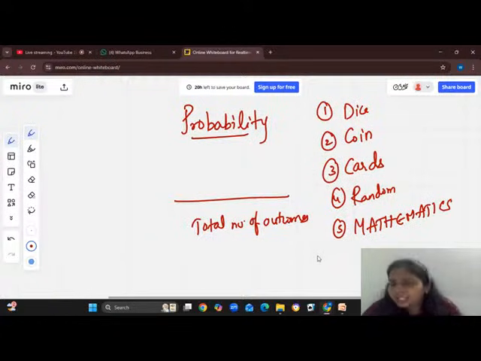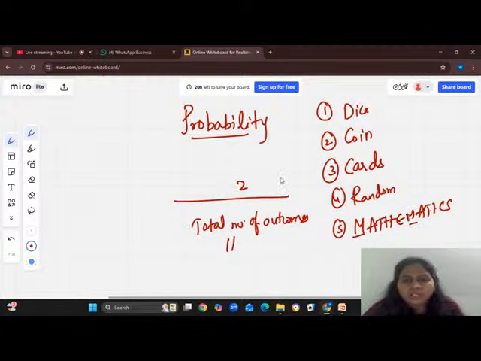Sometimes they will give you some letters, like mathematics, and they will ask you, what is the probability of getting M? First of all, you have to write the total number of outcomes. How many letters are there? 1, 2, 3, 4, 5, 6, 7, 8, 9, 10, 11. So write the total number of outcomes, and now write the question they have asked you in particular. Mathematics has only two M's, so 2 by 11 is the answer.